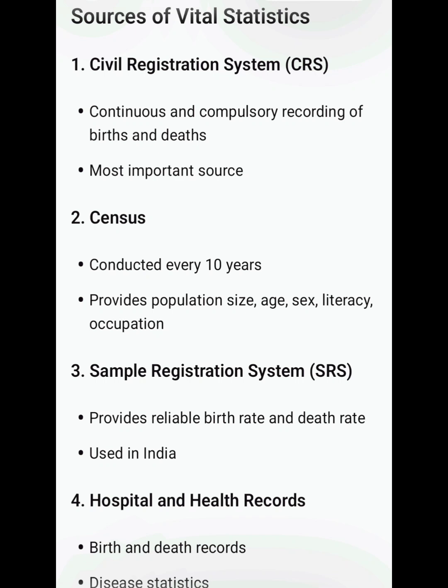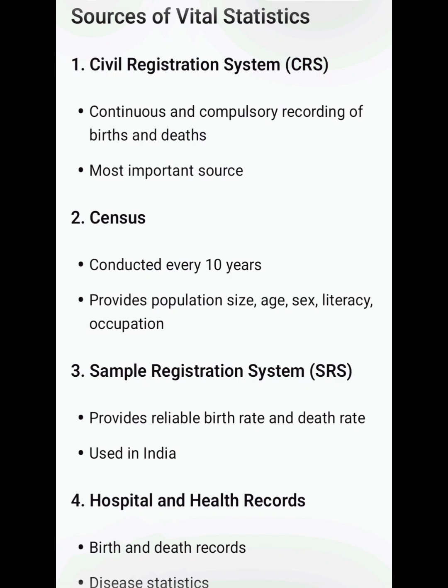The next one, what are the sources of vital statistics? The first one is the civil registration system. This is continuous and compulsory recording of births and deaths, and the most important source, CRS. And next one is the census, conducted every 10 years, which provides population size, age, sex, literacy, occupation.